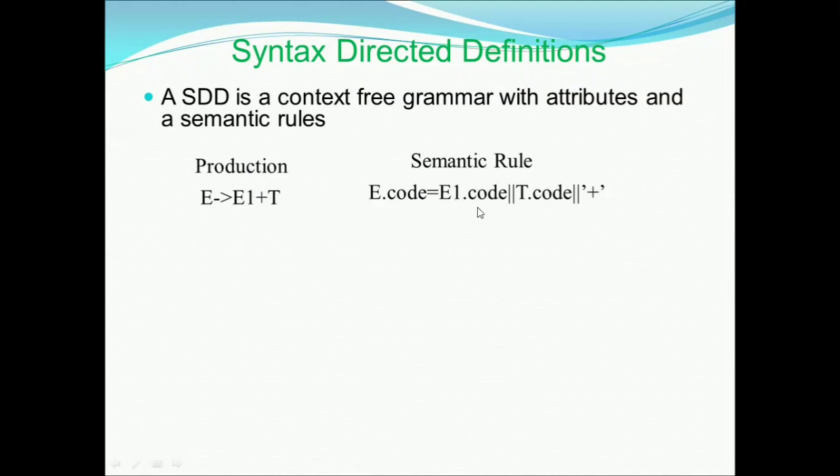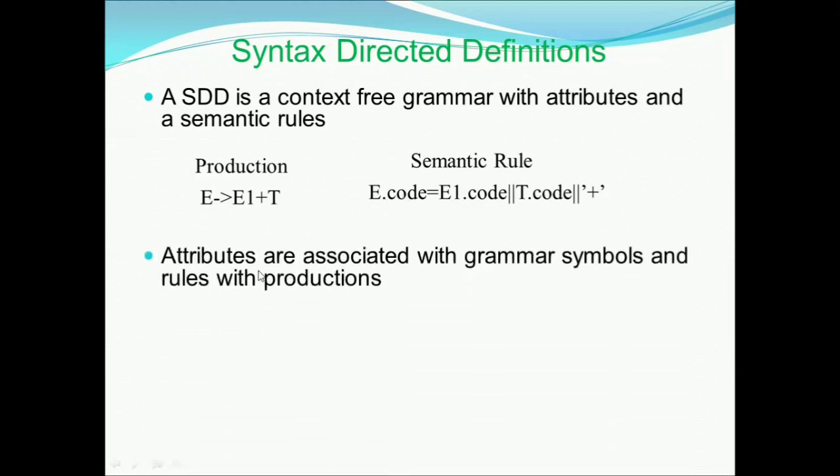In this case, an attribute called code is associated with the variable E1. Similarly, the attribute code is associated with T, and similarly, the attribute code is associated with E. Now, the semantic rule says how this particular node will get evaluated. The value of this attribute, that is E.code, depends upon the evaluation of this rule. The evaluation will take place in such a way that the attribute value of E1 plus the attribute value of T will be added, and that will be the attribute value of E.